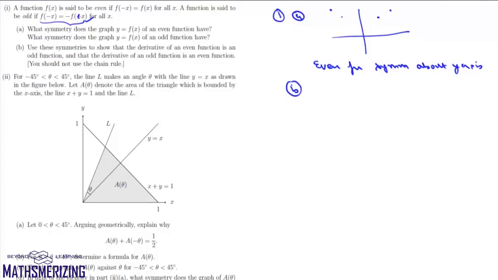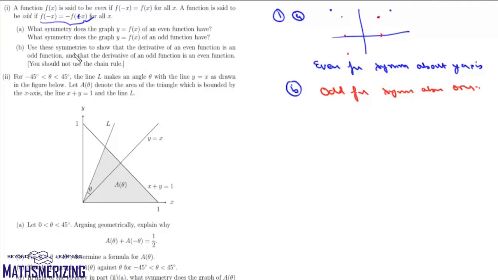Now part B is, what symmetry does the graph of y equals f(x) of an odd function have? If the function is odd, then at x equal to a, if we have a value b, then at minus a, we'll have a value minus b. So odd functions are symmetric about the origin, or they have origin symmetry. They are symmetric in opposite quadrants. We can also say they have rotation symmetry.